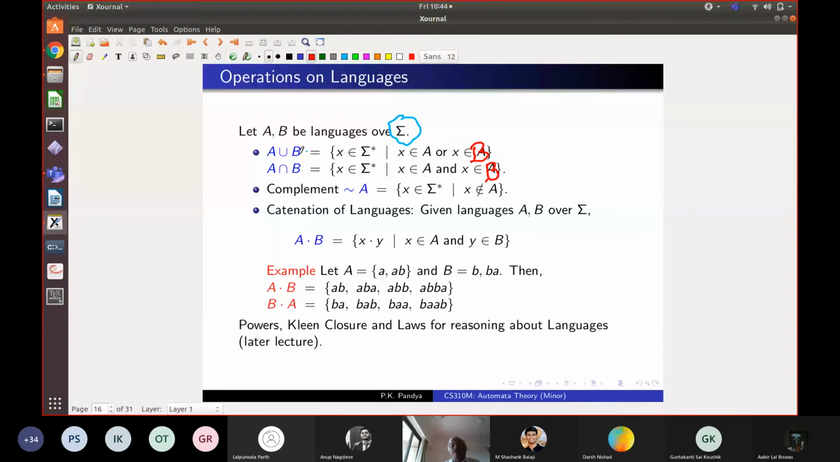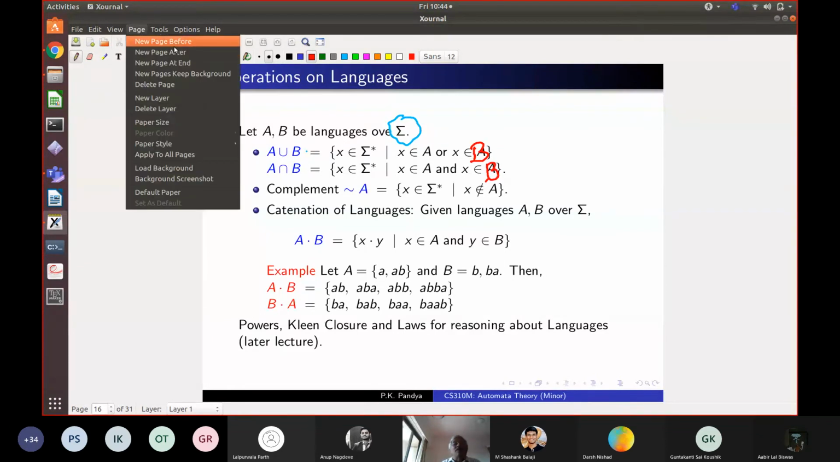Right? So A union B gives you members of either A or B, put together in a single set. And A intersection B gives you those strings which occur both in A and B. And so by taking union or intersection, given some sets, we can define new sets. A simple example.